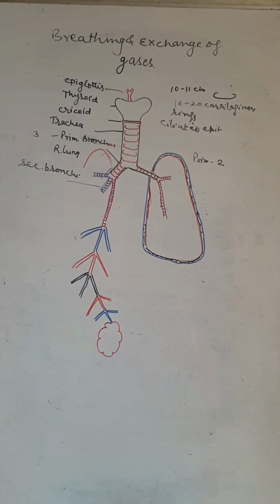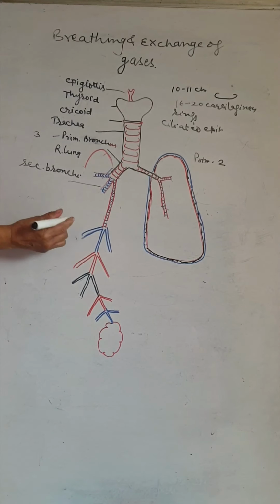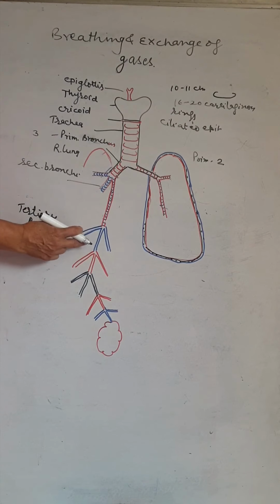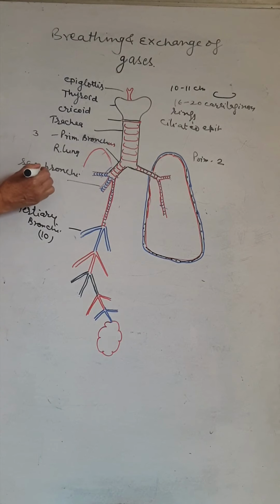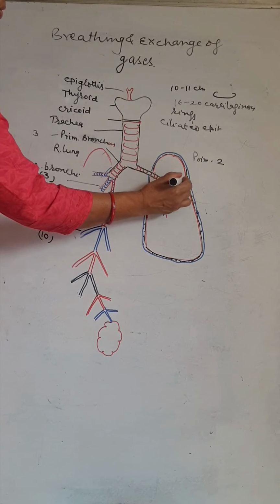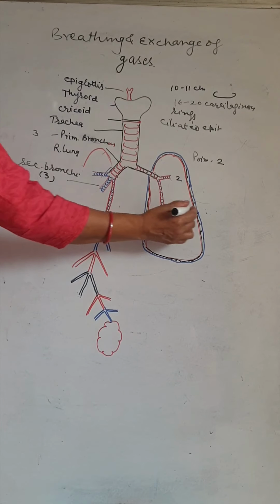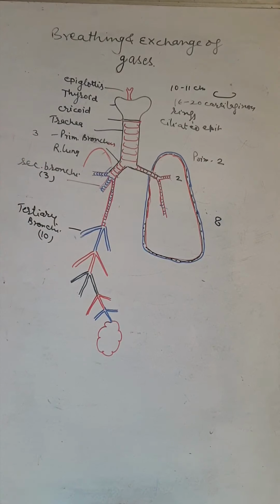And the next one, the secondary bronchi divided into tertiary bronchi. These are the tertiary bronchi. In the right lung, they are 10. In the left lung, the tertiary bronchi are 8 in number.